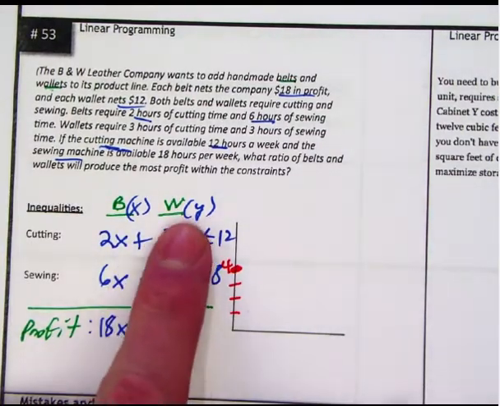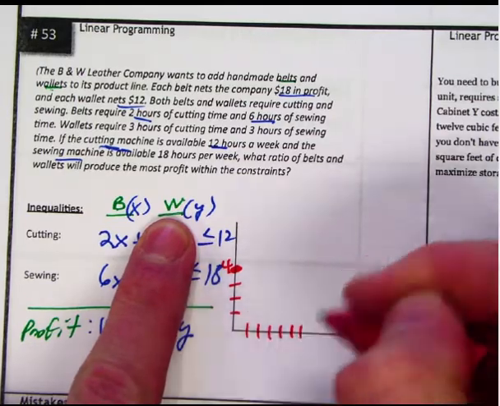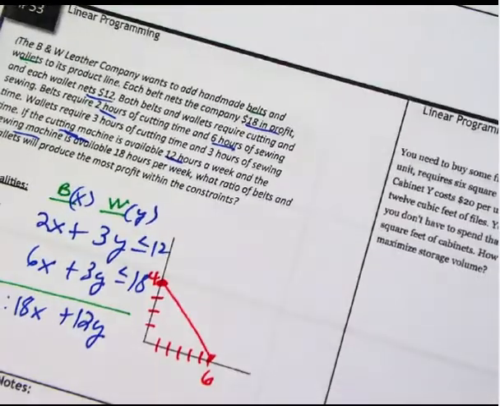Then if I zero out the Y, 2 times 6 is 12, so I go 1, 2, 3, 4, 5, 6, and I put a dot at 6. I connect that, and I have my first graph.